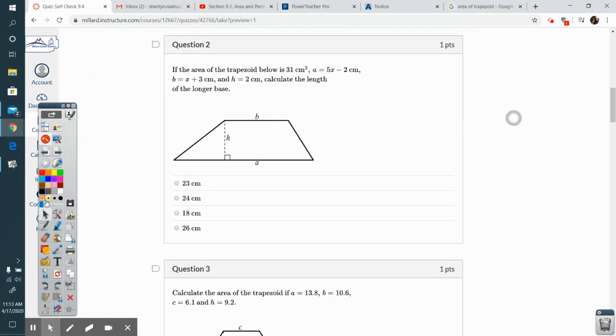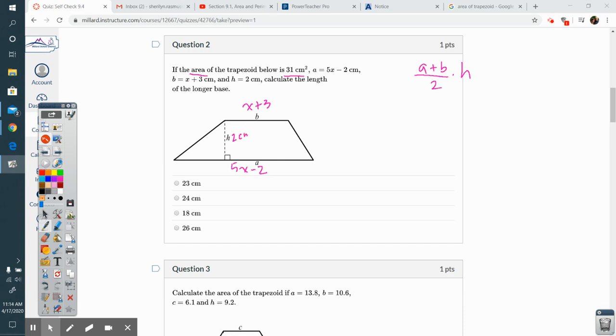For this next one, okay, so there is a formula when you're trying to calculate the area. And this one says the area of a trapezoid is this. Now, the formula is you take your two bases, right here, A and B, you add them together, divide by 2, and you multiply that by whatever the height is. So that's the formula. So let's just start plugging in things here. We've got 5x minus 2 for A. We've got x plus 3 for B. And our height is 2 centimeters.